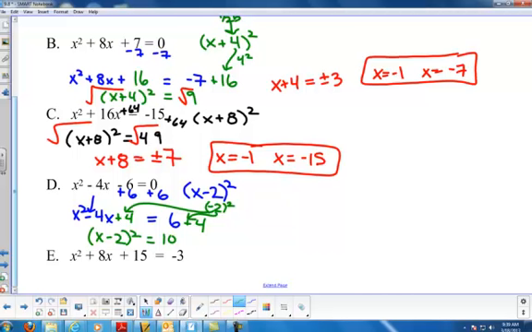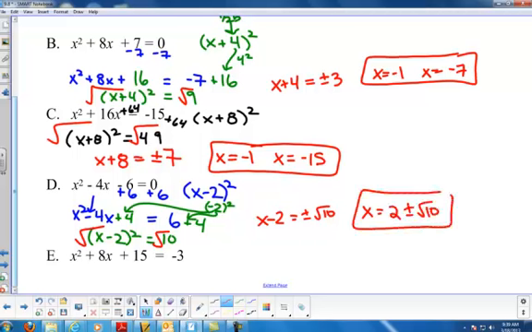This time 10 is not a perfect square, so when you square root both sides, you're going to get x minus 2 equals plus or minus root 10. Whoa. So you're going to add the 2 over, so x equals 2 plus or minus square root of 10.